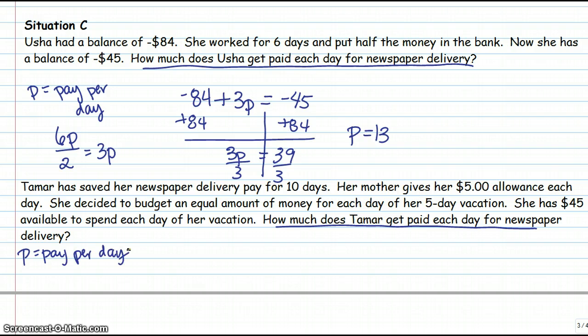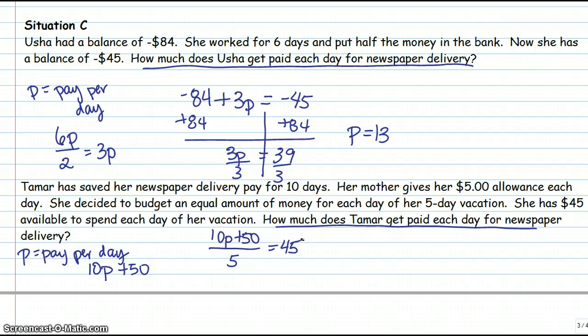Alright, right now, Tamar has saved up 10 days worth of newspaper pay. That is 10p. Her mother has also been giving her $5 allowance each day. So 5 times 10 days, that's an extra $50 that she has. Alright, she's deciding to budget an equal amount of money for each of her 5 days in vacation. So that means you need to take the amount that she currently has and divide that amongst the 5 days that she's going to be going on vacation. And now that should be the $45 that she has to spend each day.